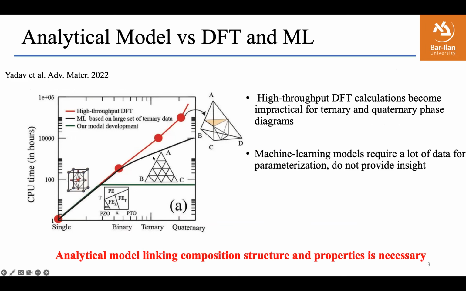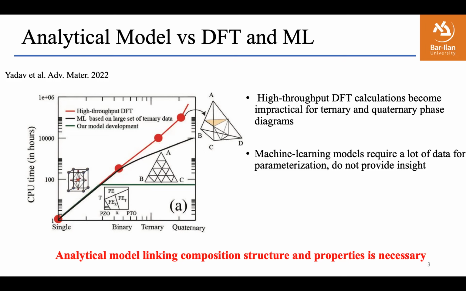This is log scale in CPU hours, and this is kind of a cartoon. But as you go to higher and higher dimensions of phase diagrams, you have more and more compositions to explore. And because you can no longer use small supercells, each individual calculation also takes longer. So doing high-throughput DFT becomes very quickly impractical when you go to ternary, quaternary, or quinary solid solutions.